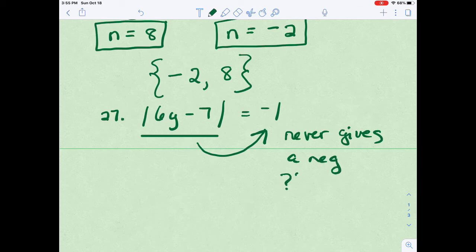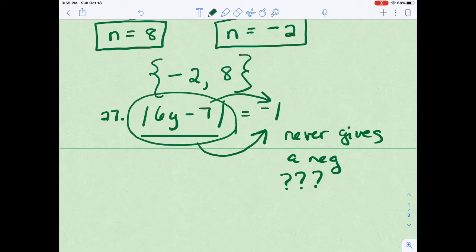So there is nothing over here that could make this answer true. And so we will say that the solution to this is a null set. Okay, there are no solutions to this problem. So that's an example of one that's a little sticky. If you ever see that, number 28 is another one. It equals a negative. Number 24 is another one. It equals a negative. You can't have something in absolute value signs that equals a negative.